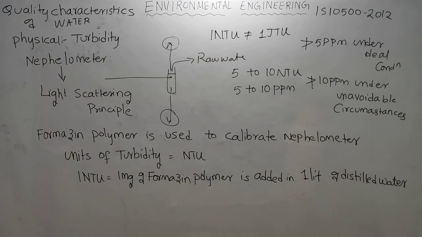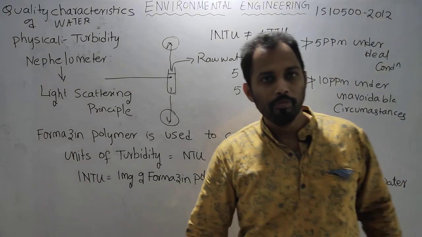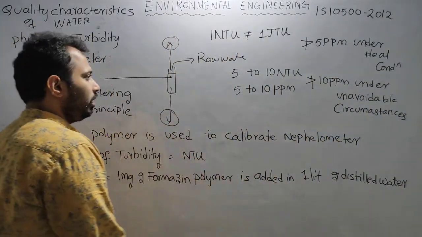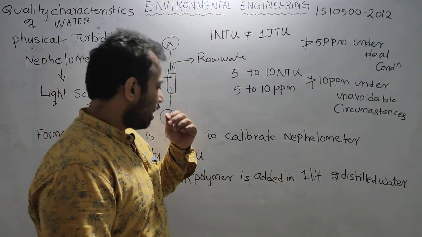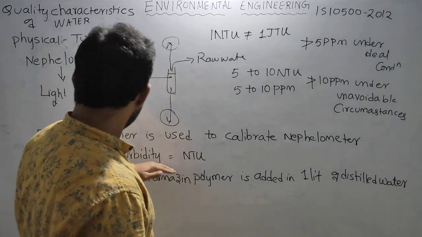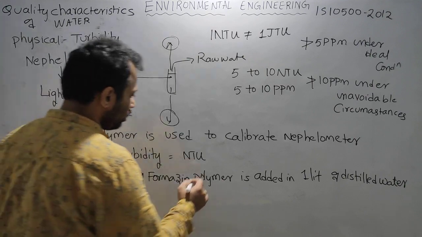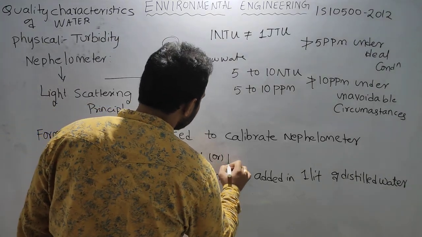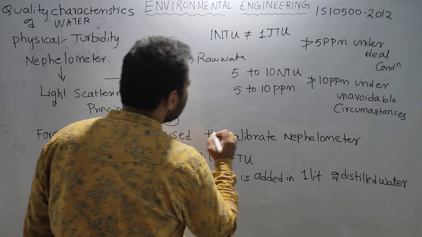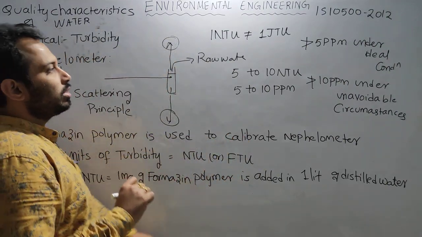In the previous session we discussed turbidity and different ways of measuring it. A small thing I want to add here is that NTU is the Nephelometric turbidity unit. It is also called the Formazin turbidity unit. And one more thing, these are the limits I have told.